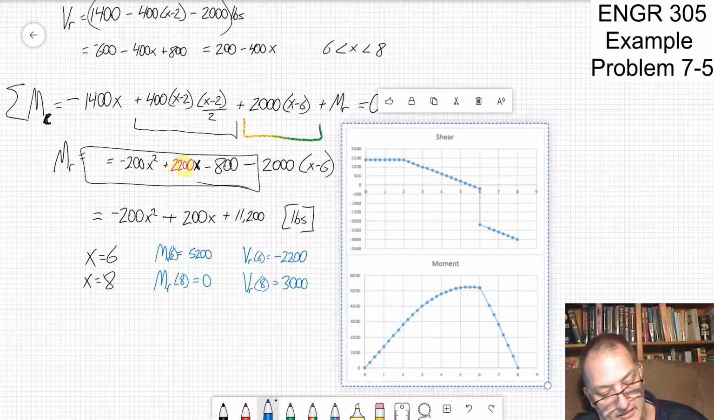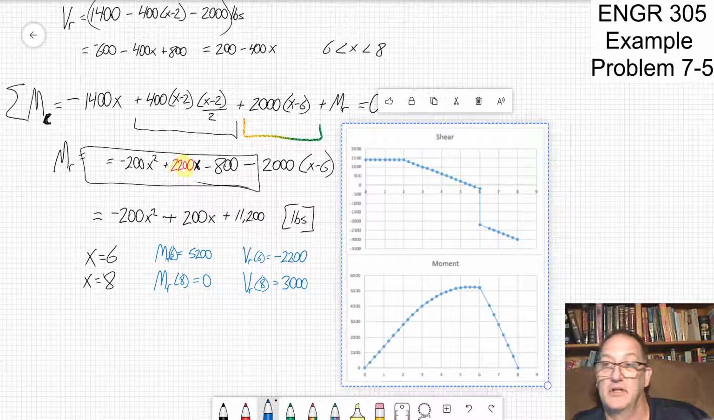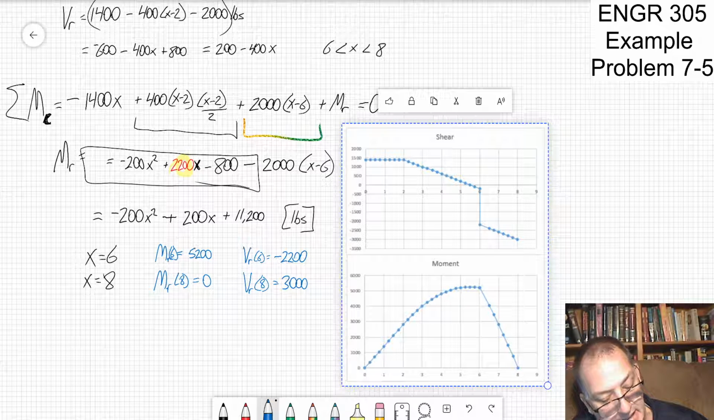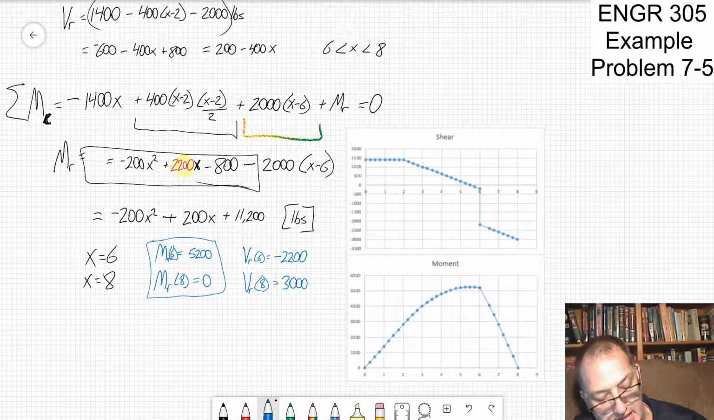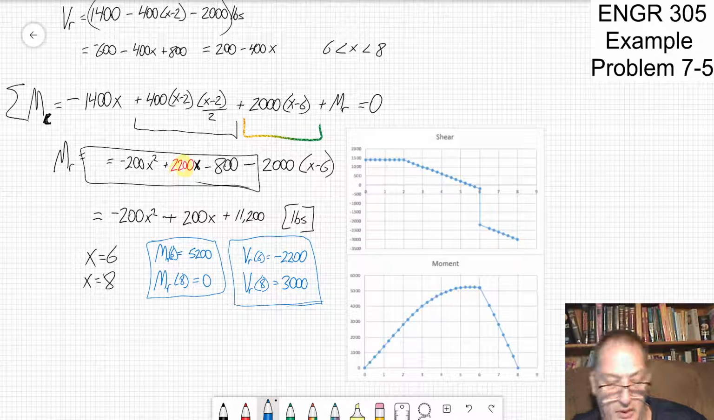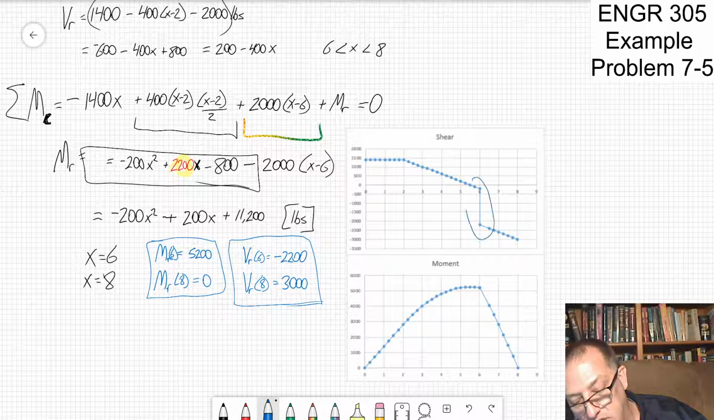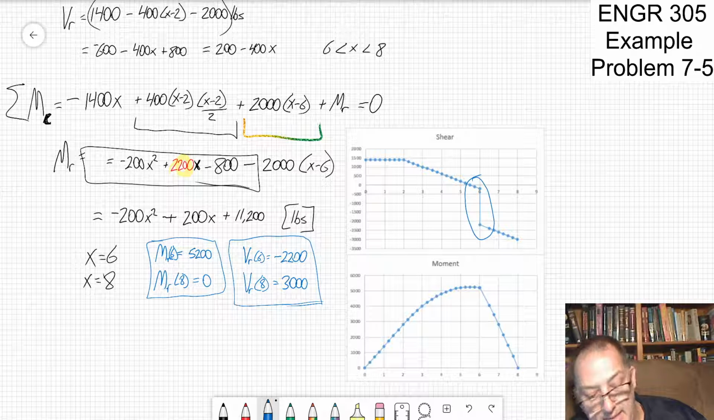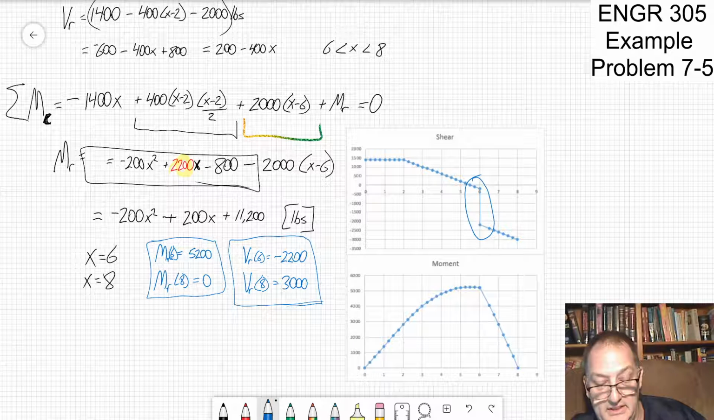All right, so I went and evaluated points. I continued to put everything into my spreadsheet and calculated points. And here's what we got: I calculated my moments at 6 feet and at 8 feet, and my shears at 6 feet and at 8 feet. And you do get a discontinuity when you use the equations from the left or from the right, and that shows up there. That's what that discontinuity looks like. And that makes sense if you start plotting all of those points.